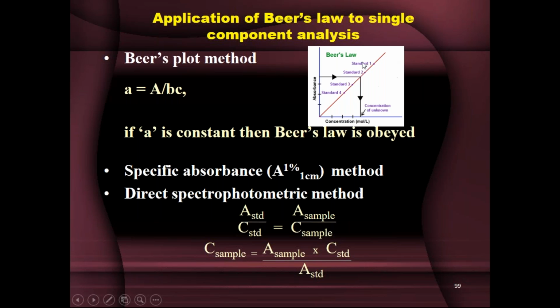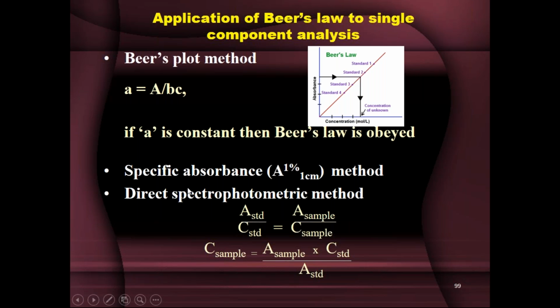There's also a slope method which I told you earlier, where you take the slope from this graph, and whenever you have a sample in the same solvent, you can just measure its absorbance and divide the absorbance by the slope to give you the concentration.